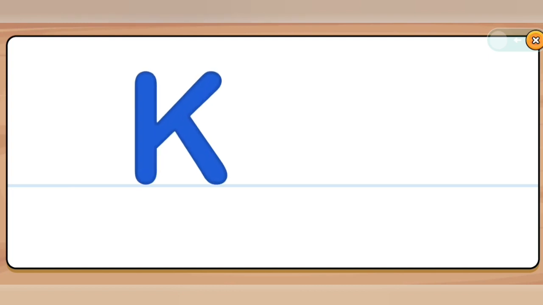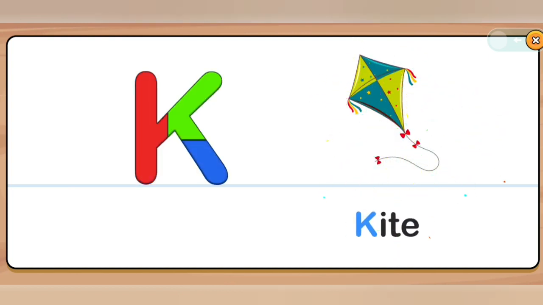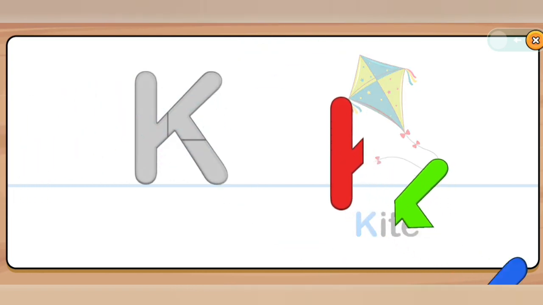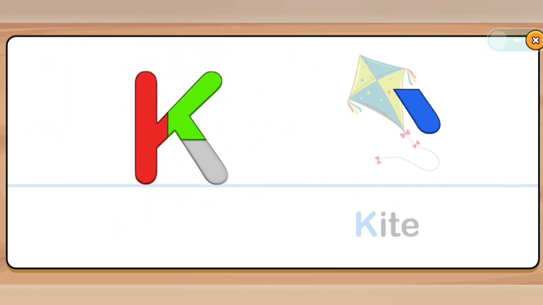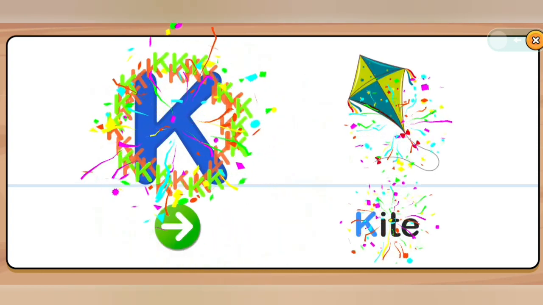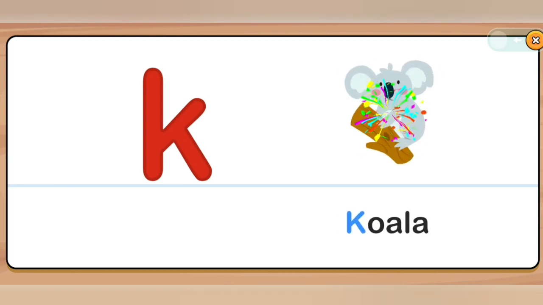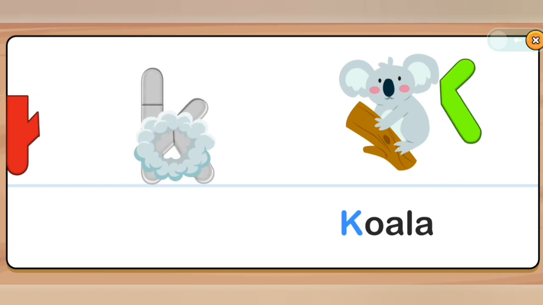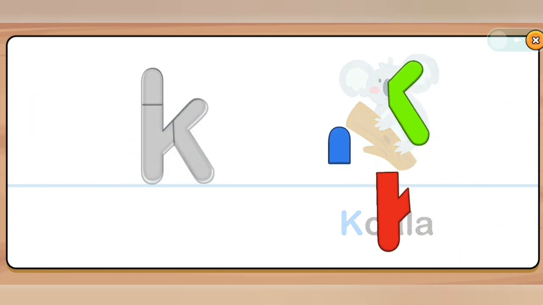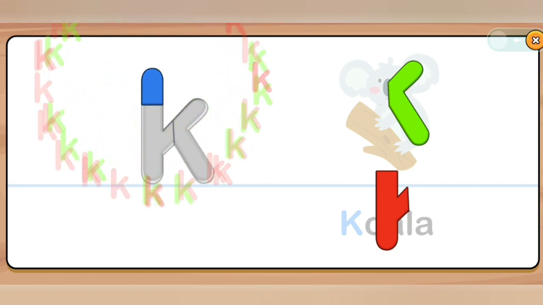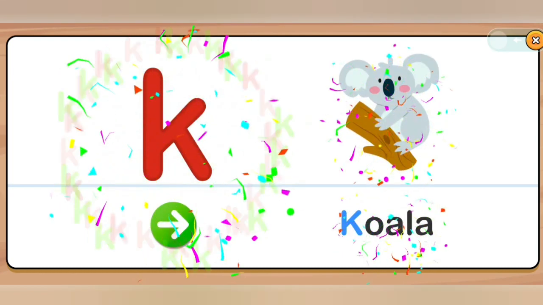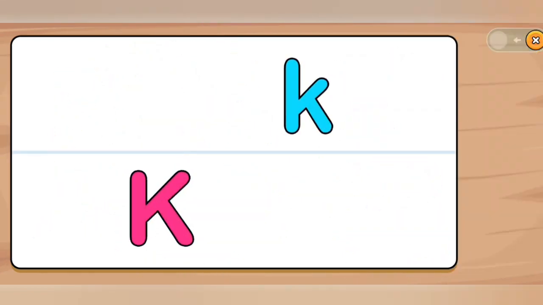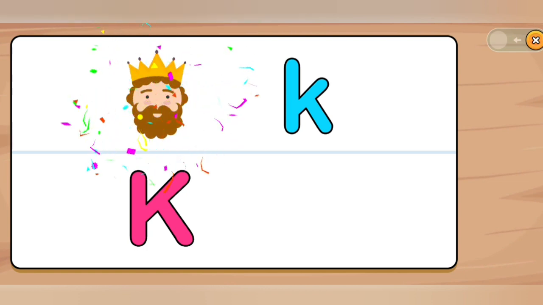K is for kite. Smart. Well done. Good one. K is for koala. Smart. Good job. K is for king and for key.